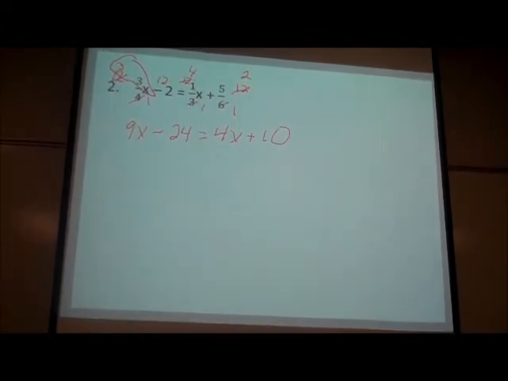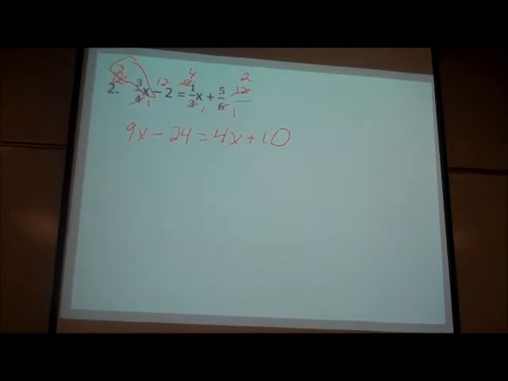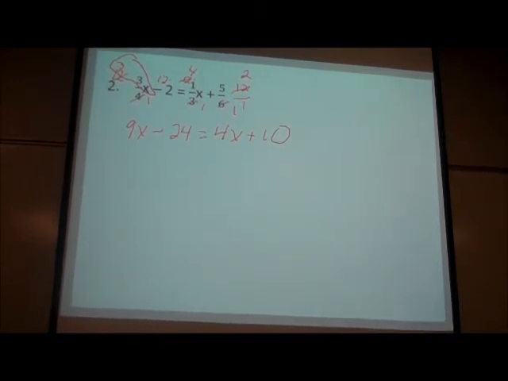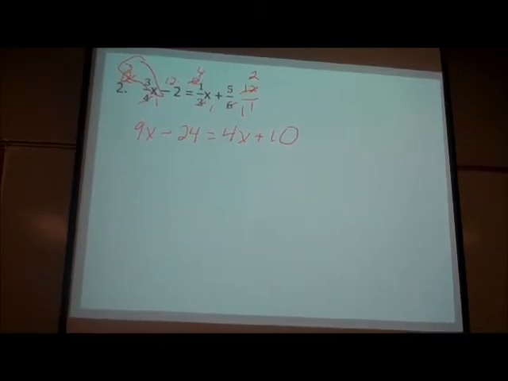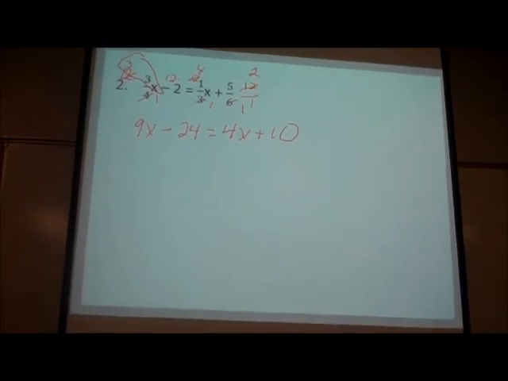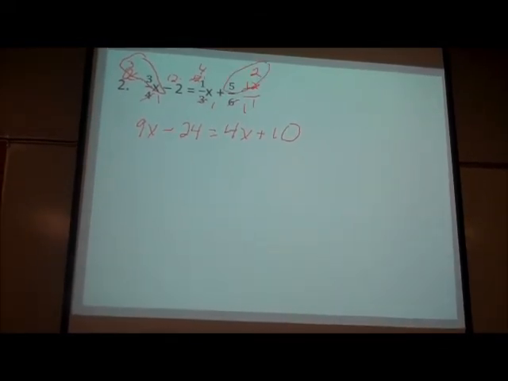Deidre? How do you do the 5 over 6 again? Alright, it was 5 over 6 times 12. Remember the 12's like over 1, right? So I'm canceling. 6 goes into 6 once. 6 goes into 12 how many times? 2 times. And then what's left? 5 times 2, which is 10.